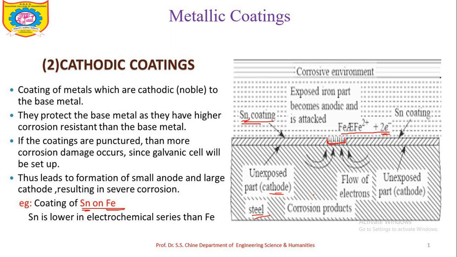So why is the anodic coating preferred over cathodic coating? So this is the reason. In case of anodic coating, even though there is development of a crack, the base metal gets protected. But in case of cathodic coating, if there is development of cracks or pores on the coating, then the base metal will get corroded.